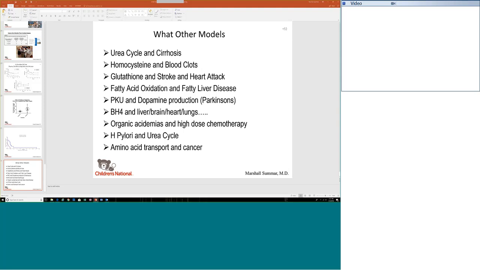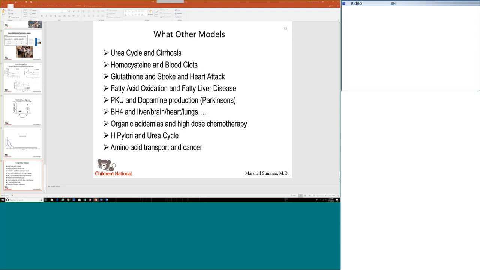H. pylori metabolism in the urea cycle. H. pylori makes urease, and that actually has impact on urea cycle patients. So there you're going from common back to rare. And then amino acid transport in cancer. People have been playing with trying to deprive cells of different amino acids for years. People have been playing with trying to get rid of arginine to see if you can kill off cancer cells. People play with glutamine metabolism, things like that, as ways to kill off cancer cells. And all of these things can kind of come back and forth.